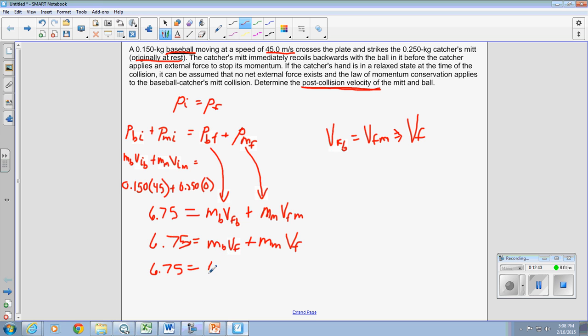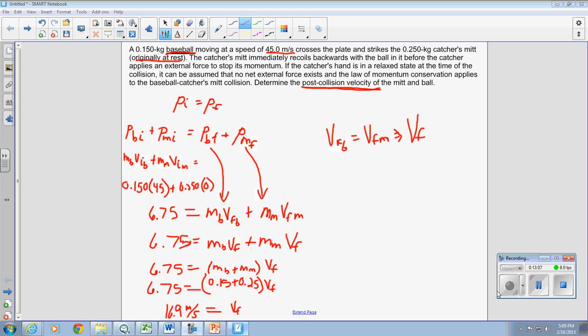A popular way to rewrite this would be to pull the VF outside of the equation, and you'd have the mass of the ball plus the mass of the mitt times whatever the final velocity is. So add those two masses up and divide both sides by whatever you get to solve for the final velocity. So the velocity of the mitt and the ball combined is going to be 16.9 meters per second.